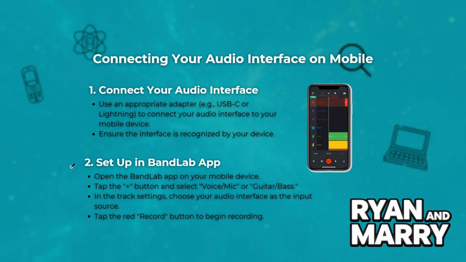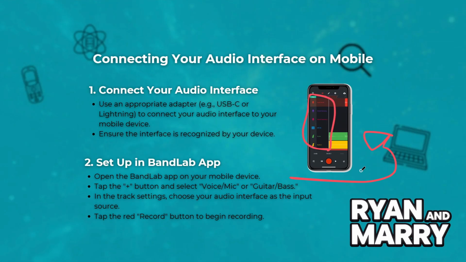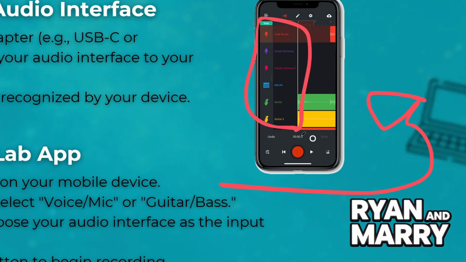Step 2. Set up in the Bandlab app. Open the Bandlab app on your mobile device. Tap the More button and select Voice Mic or Guitar Bass. In the track settings, choose your audio interface as the input source. Tap the Ready Record button to begin recording.